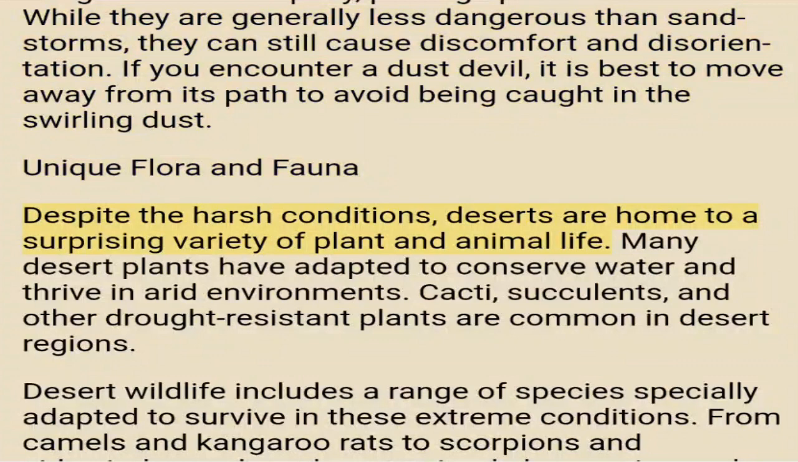Unique flora and fauna. Despite the harsh conditions, deserts are home to a surprising variety of plant and animal life. Many desert plants have adapted to conserve water and thrive in arid environments. Cacti, succulents, and other drought-resistant plants are common in desert regions. Desert wildlife includes a range of species specially adapted to survive in these extreme conditions.